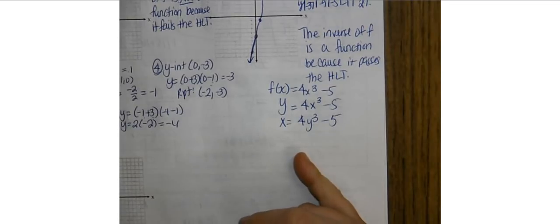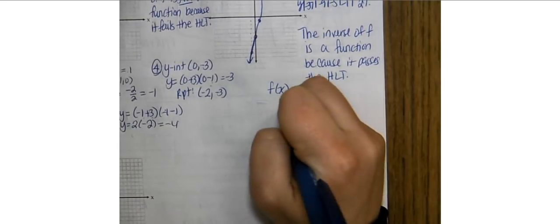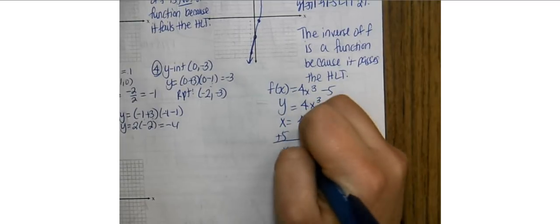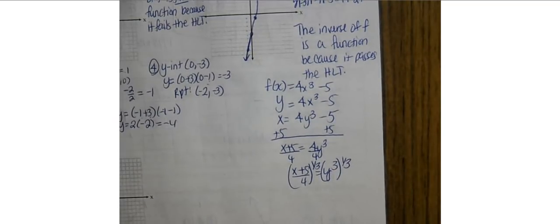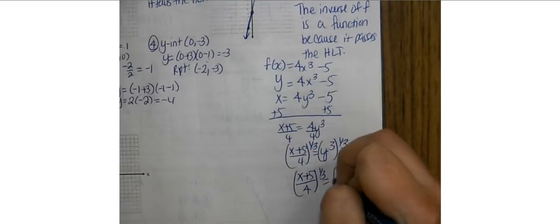and I'm going to solve for y. So I'm going to add 5 to both sides, and I have x plus 5 is equal to 4y cubed. I'm going to divide every single term by 4, and I have (x plus 5) over 4 is equal to y cubed. In order to get rid of a cube, I'm going to take the cube root or raise it to the 1/3 power, which is a little bit easier, and that would be the actual preferred method. And so my answer is going to be (x plus 5) over 4 raised to the 1/3 power is equal to my inverse function.